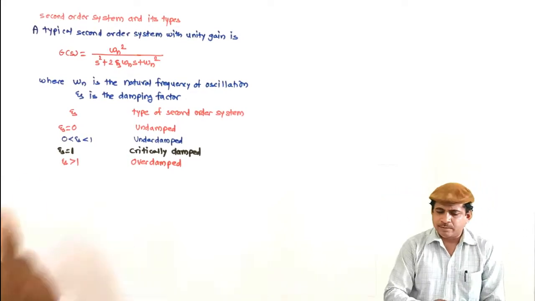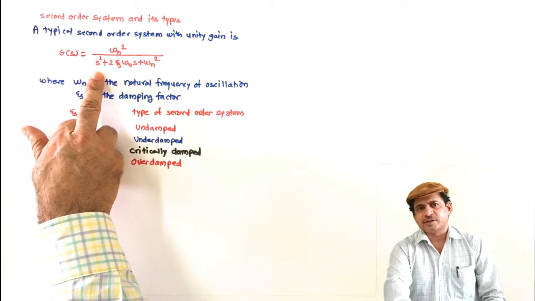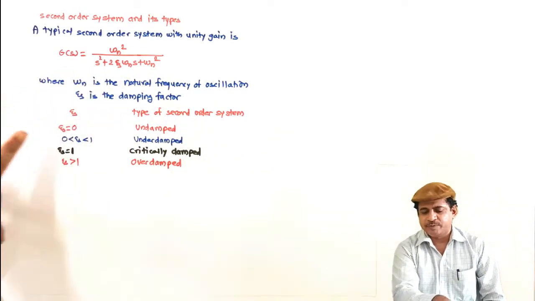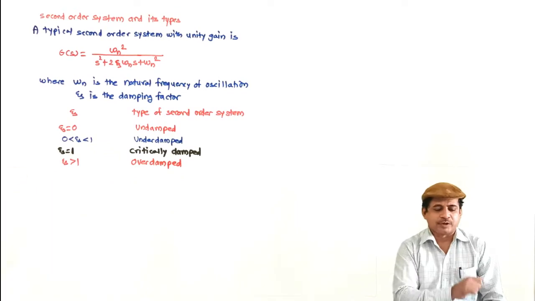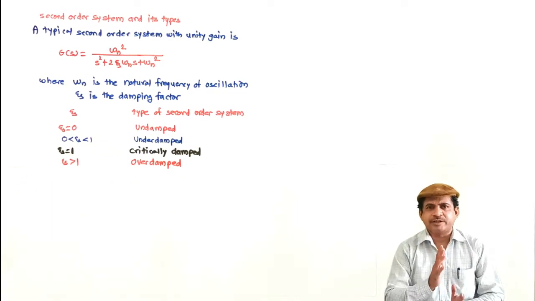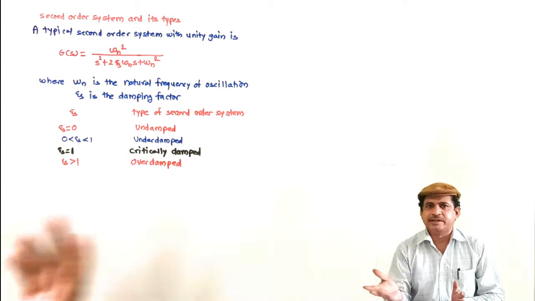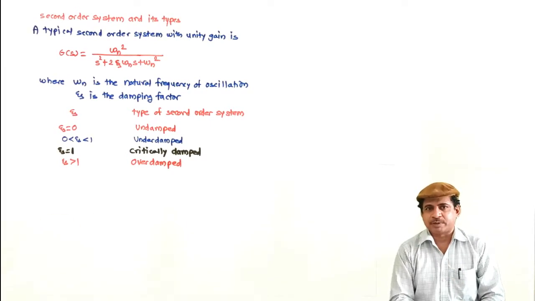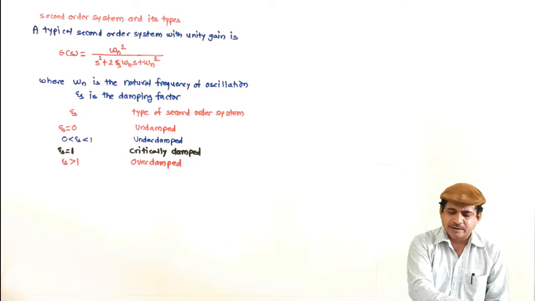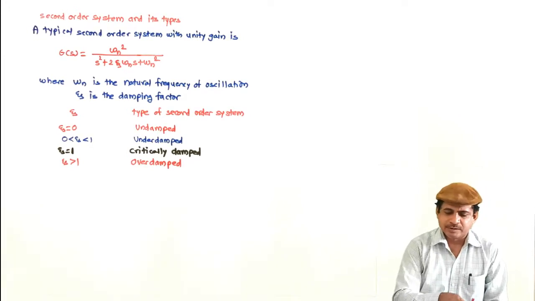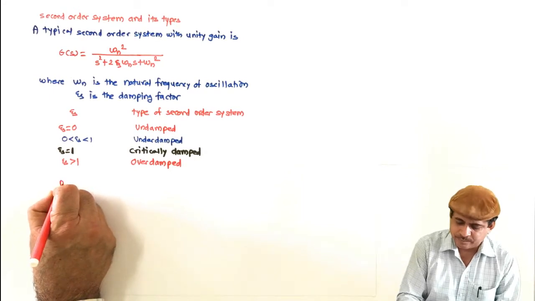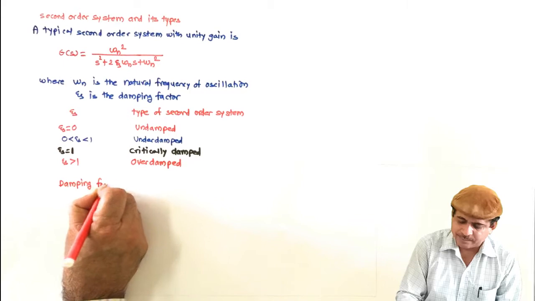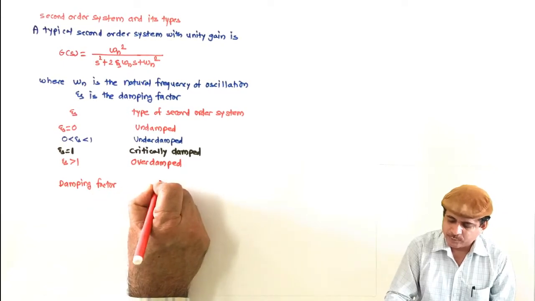So, as discussed earlier, poles are the roots of the denominator. Depending upon the value of zeta, there will be certain pole locations, and those pole locations are going to decide the nature of the time response. So, let us see another thing, damping factor and pole locations.